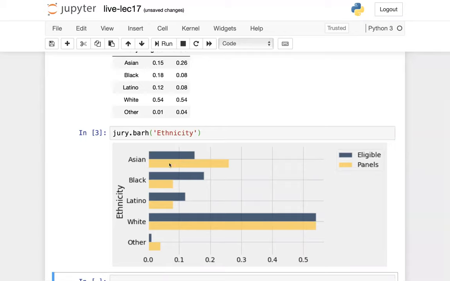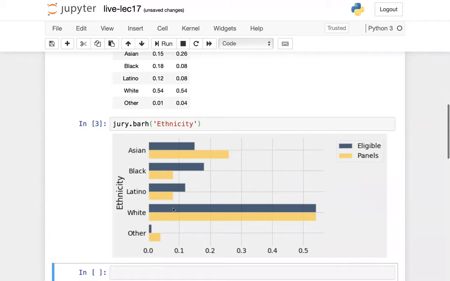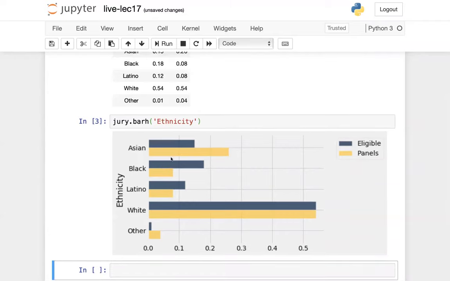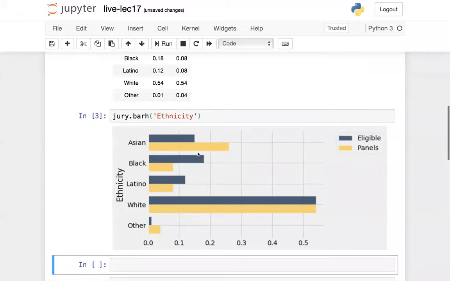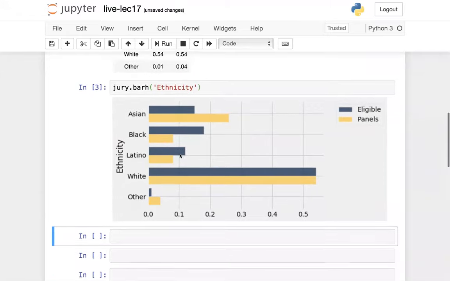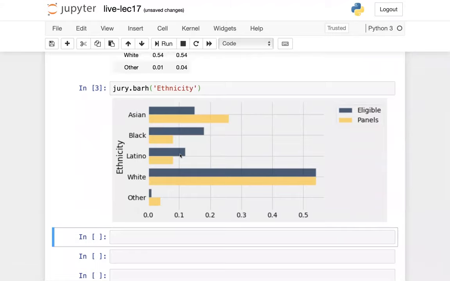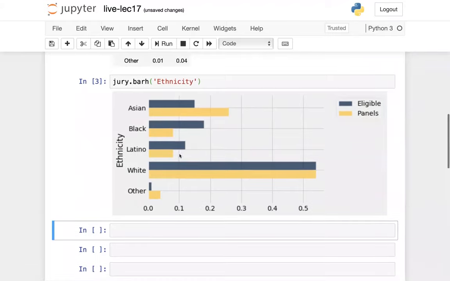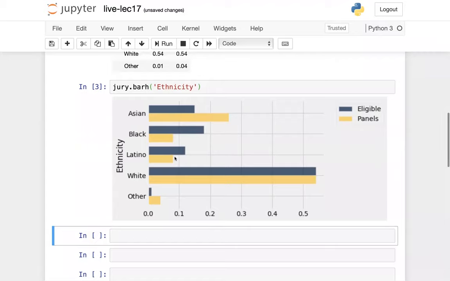You can see right away that the proportion of people in the panels that were Asian seems to be much higher than the proportion in the eligible population, whereas for Black and Latino, it seems to be the opposite. This is essentially a categorical distribution of people in the panels versus people that were eligible. So we can see that difference. And then the model is claiming that the people in the panel were selected randomly from the eligible population. So let's actually write this out.